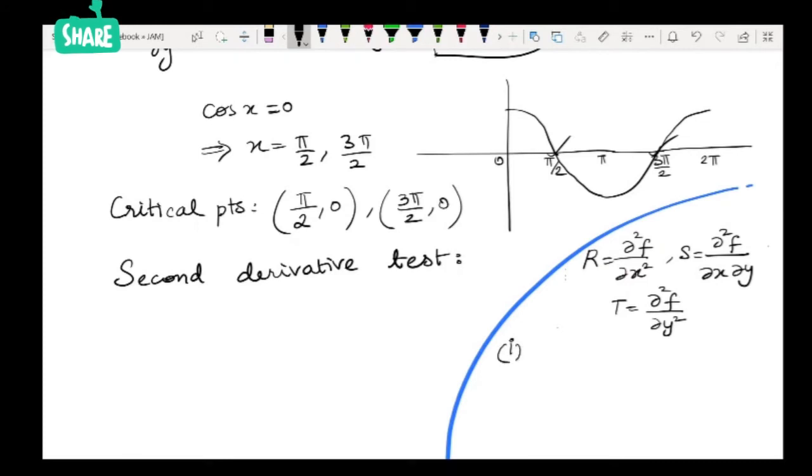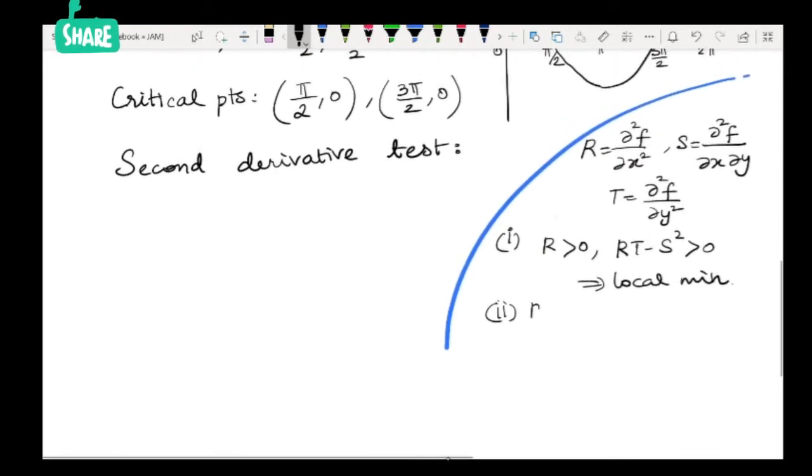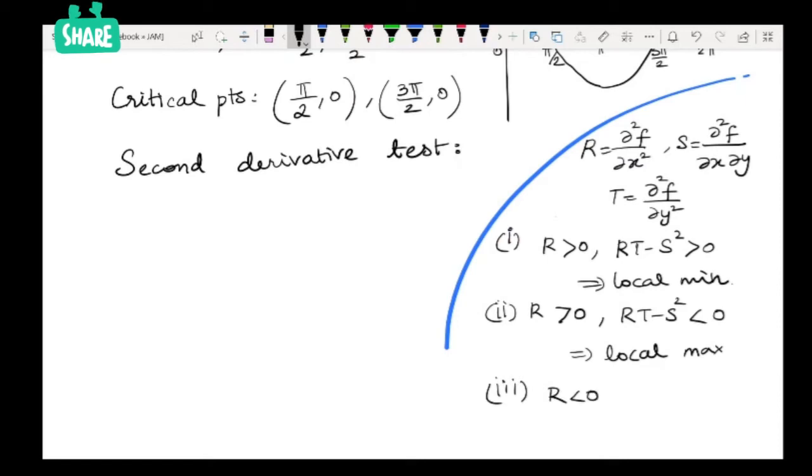And there are three cases. One is if r is greater than 0 and rt minus s² is greater than 0, then that corresponding point is a local minimum. The second case is r is greater than 0 but rt minus s² is less than 0, then we have a local maximum. If r itself is less than 0, that is the third case, in which we have a saddle point.